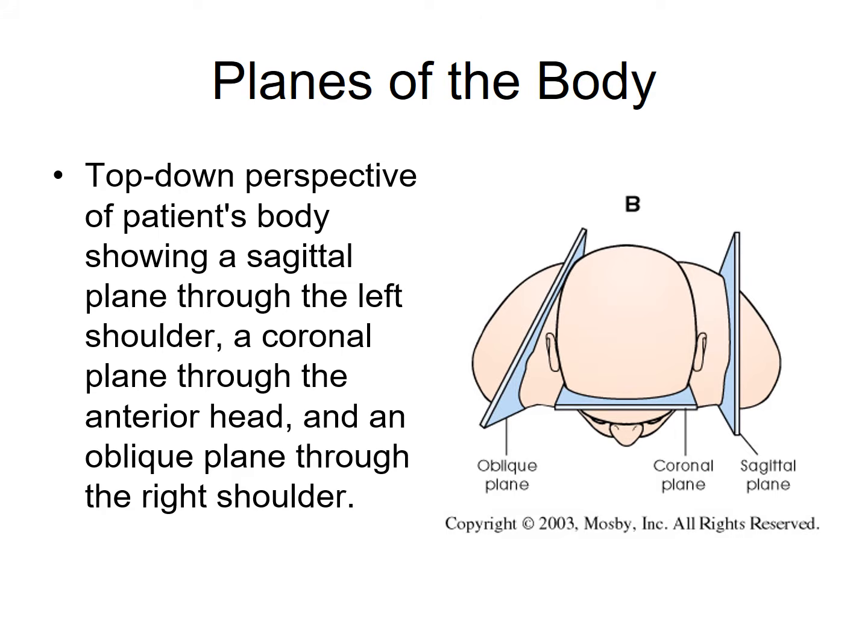So let's read here. It says top-down perspective of patient's body showing a sagittal plane through the left shoulder, a coronal plane through the anterior head, and then if you look, coming off at an angle, an oblique plane through the right shoulder.